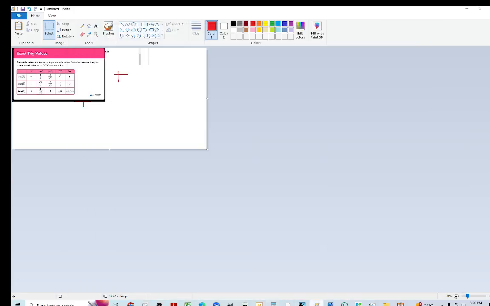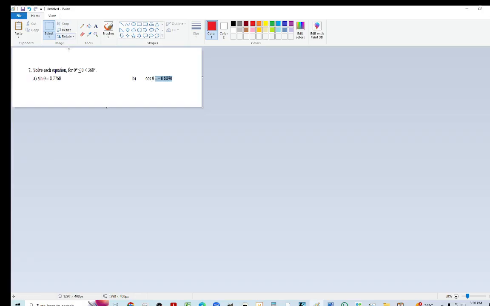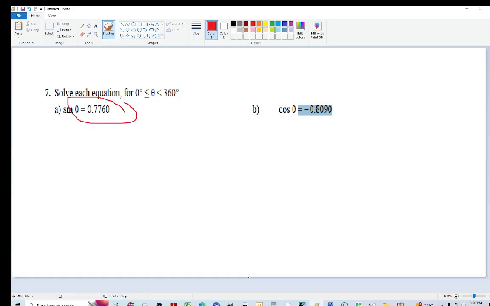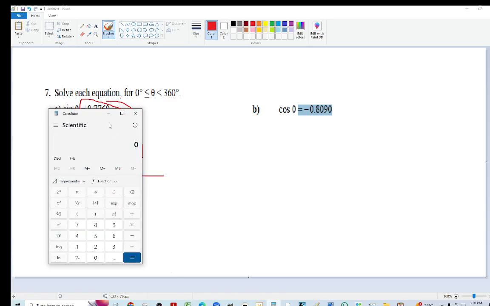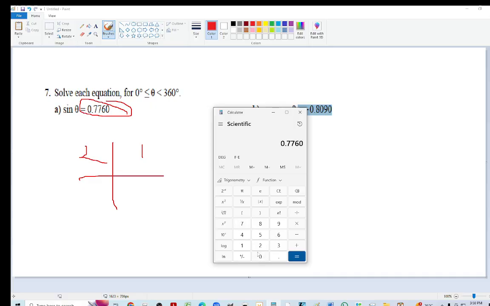And how to do these? These you'll have to use your calculator. Okay. So please note that this is a positive value. Sine can only be positive in quadrant 1, C, A, and quadrant 2, S. So we're really only worried about quadrant 1 or 2. How do we figure that out? Well, we have to do the arc sine of that. Arc sine of 0.7760 is this angle, because it's not going to be a special triangle.